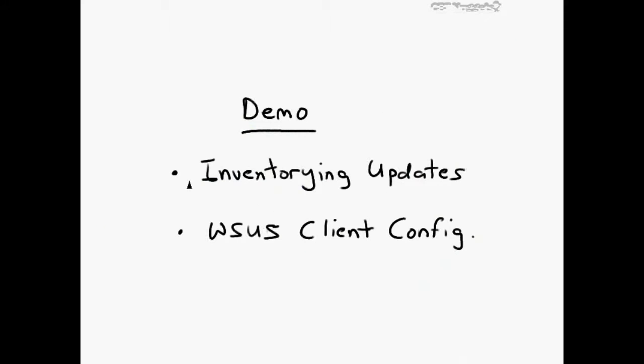In our demonstration, we're first going to look at methods for inventorying and controlling updates on a Windows 7 machine. We'll then do some mixed client-server configuration. I'll show you how WSUS is set up on a Windows Server 2008 R2 machine, as well as how that group policy affects the client experience.